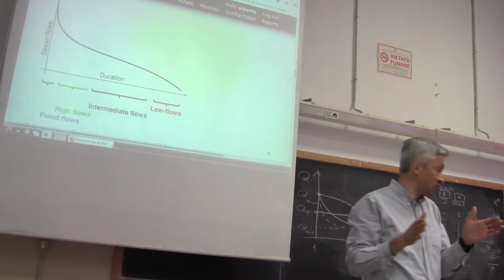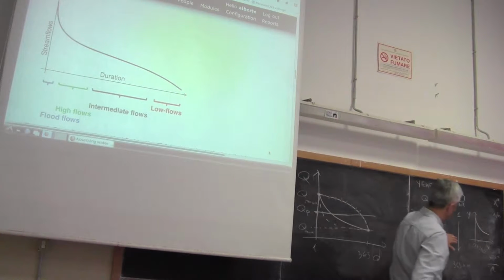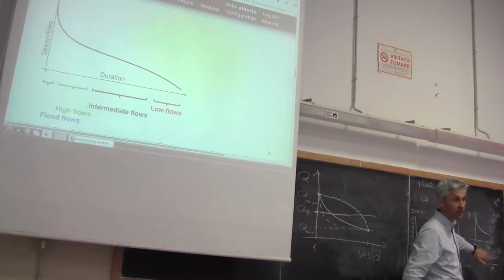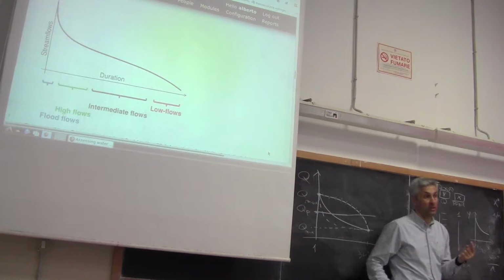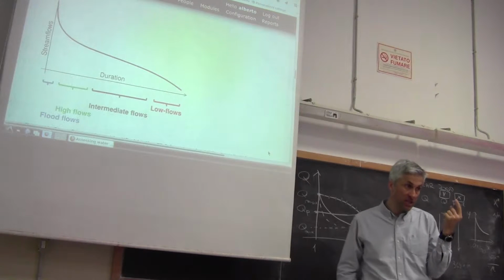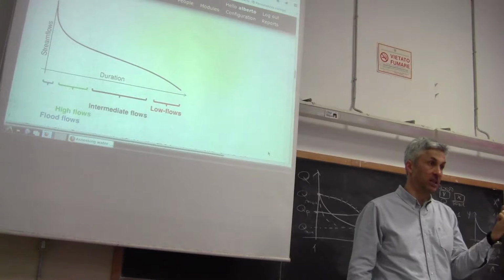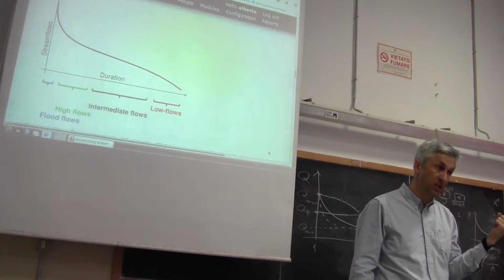duration curve that is extended very close to 0. If you have a flow duration curve that starts from 1, it starts from a duration of 1 day. It means that it starts from something that occurs on average once in a year. It cannot be called a flood.